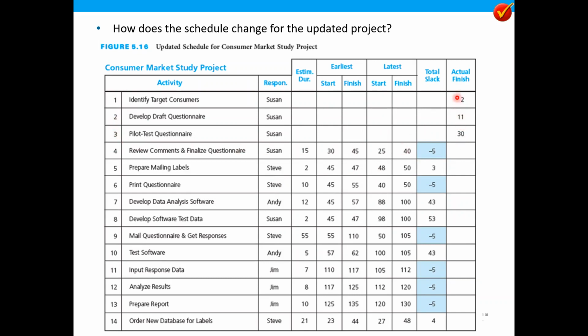In this case, the actual finish is 2, 11, and 30. This information for the actual finish is entered into the project, and then the information is updated. So therefore, the total slack of the project will be reduced, and some of the succeeding activities will have their earliest and latest finish times changed.